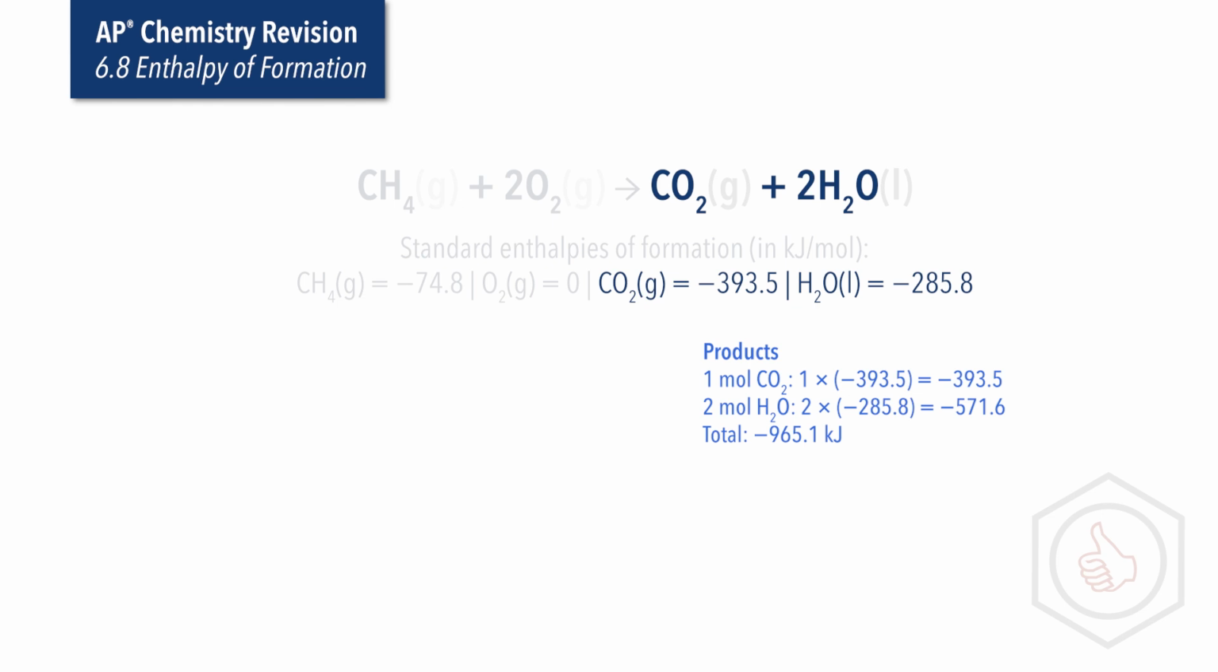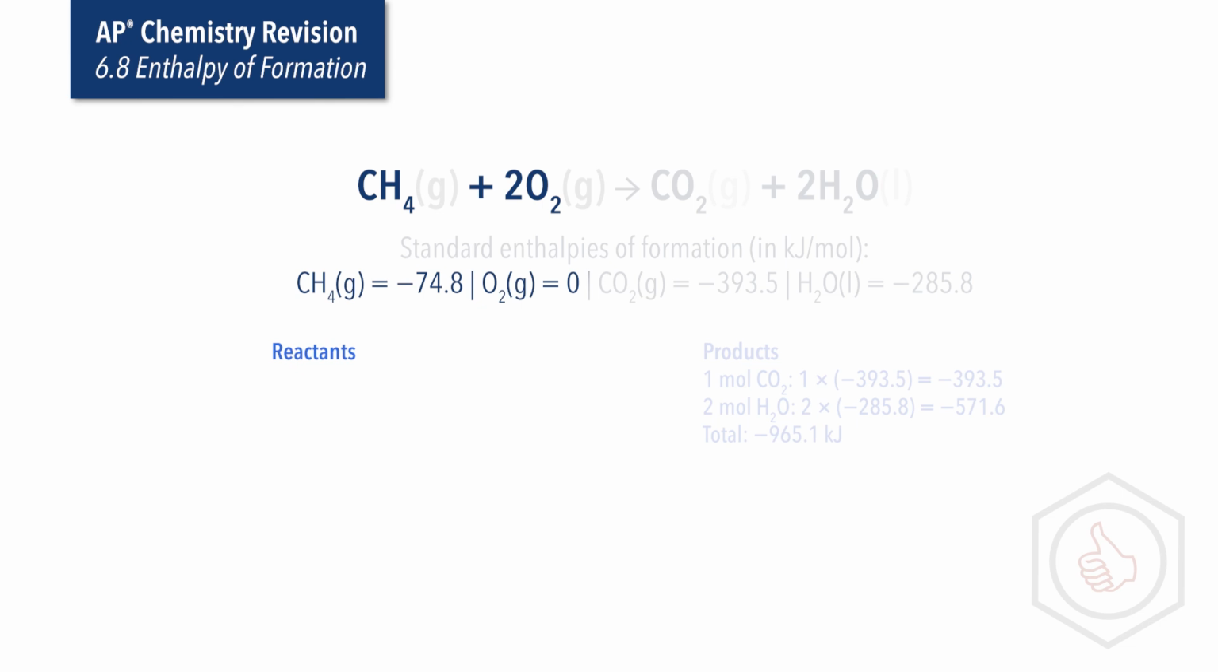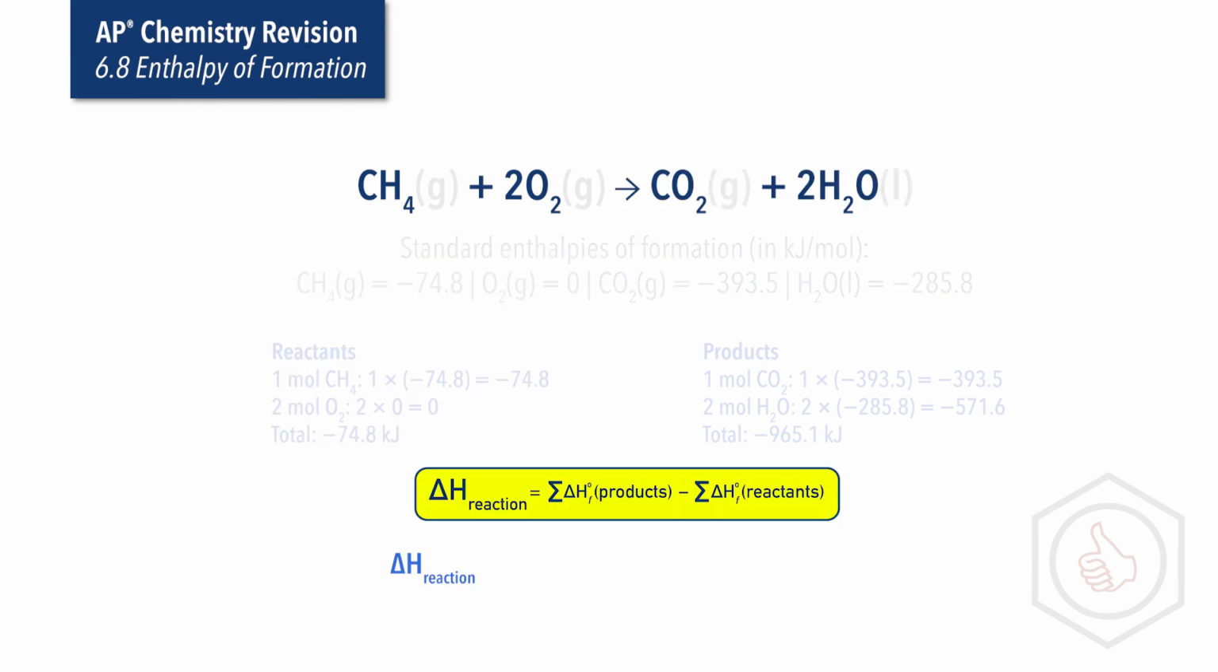And the sum of enthalpy of formation of the reactants would be 1 times minus 74.8 for the 1 mole of CH4 and 2 times 0 for the 2 moles of O2. Notice that O2 has an enthalpy of formation of 0 because it's an element in its standard state. Therefore, the enthalpy change of reaction would be minus 965.1 subtract minus 74.8, giving minus 890.3 kilojoules per mole.